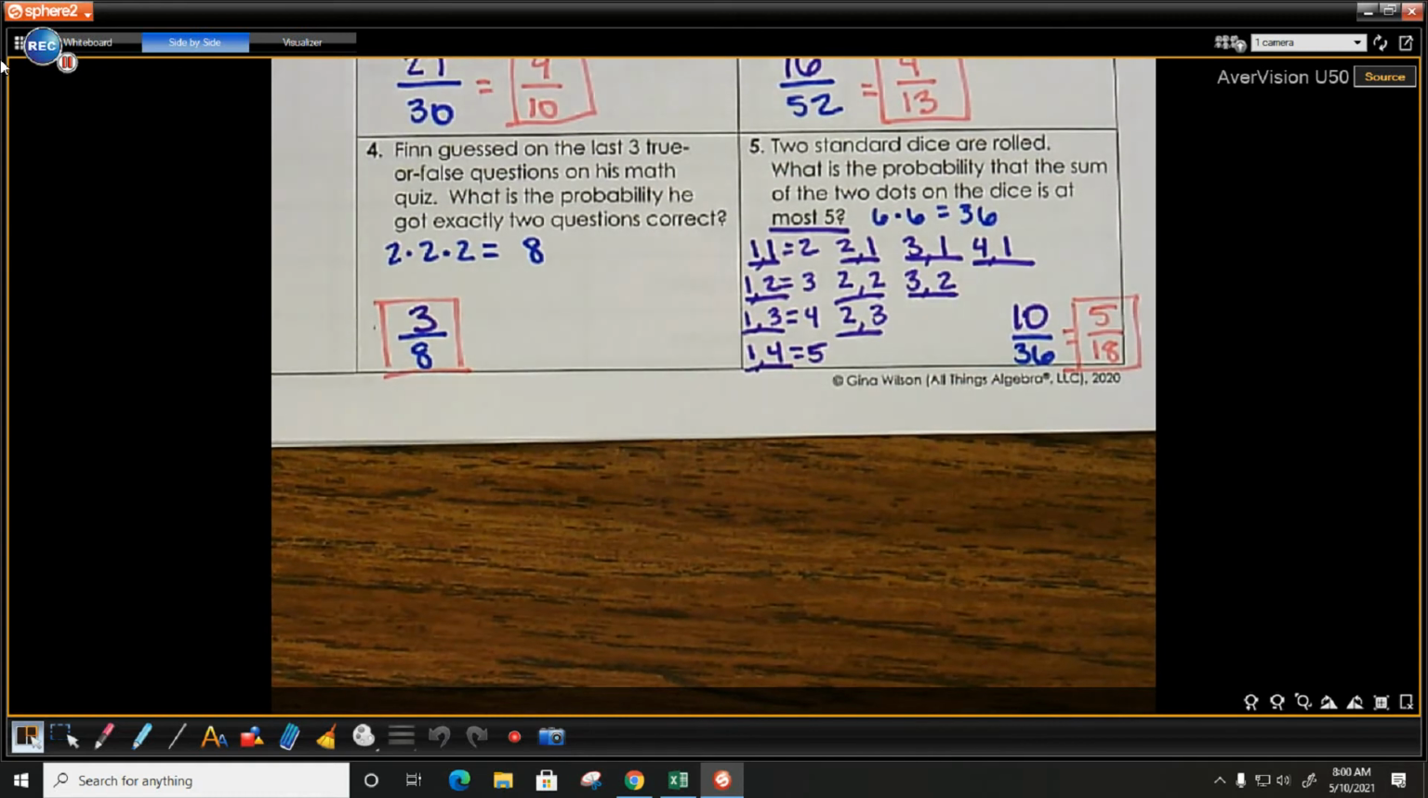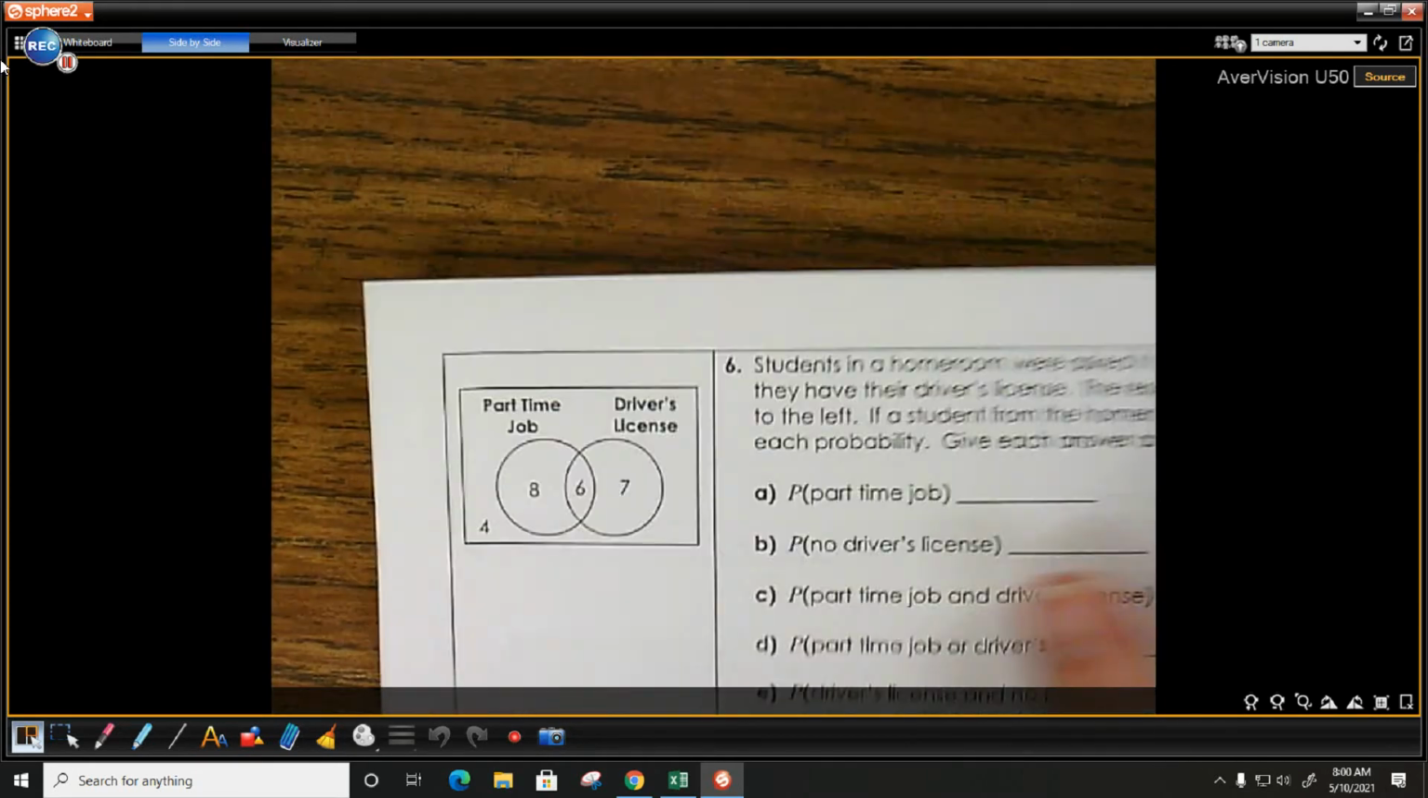So, we don't have to do our tree diagram to find all of our different possibilities, but do we potentially need to write stuff out to figure out the outcomes that will work? Yes. Okay. Now we are going to go on to Venn diagrams. Is this the last one? Yep.